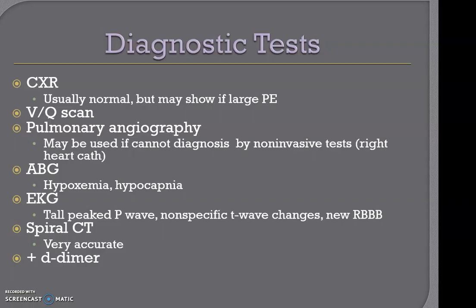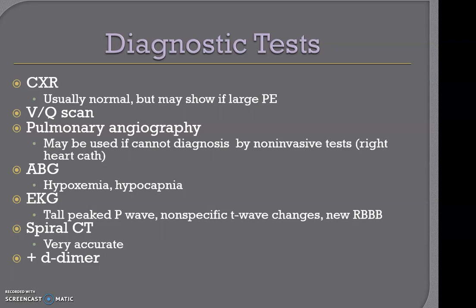ABG is going to reveal hypoxemia and hypocapnia. EKG is going to show a tall peaked P wave, some non-specific T wave changes, and a new right bundle branch block from the increased workload of the right ventricle and possible right ventricular failure.